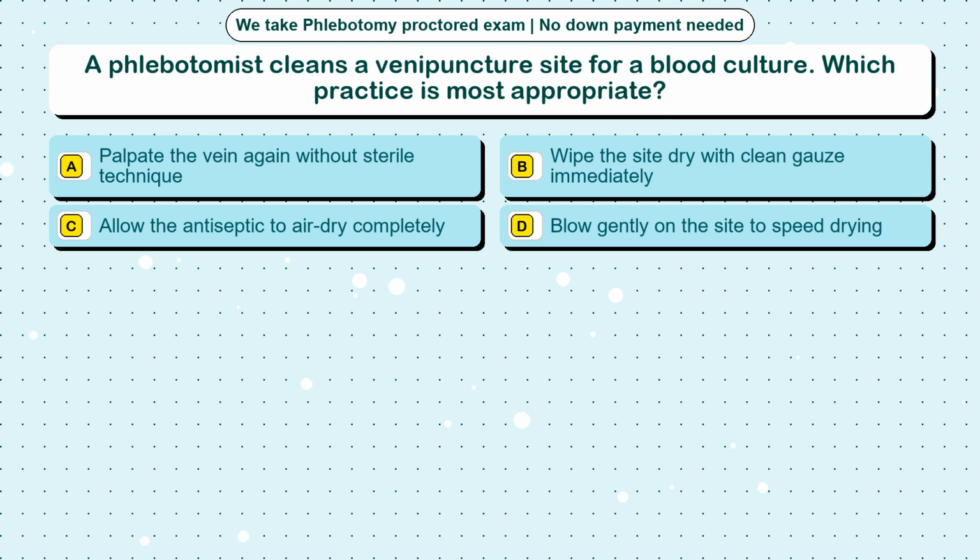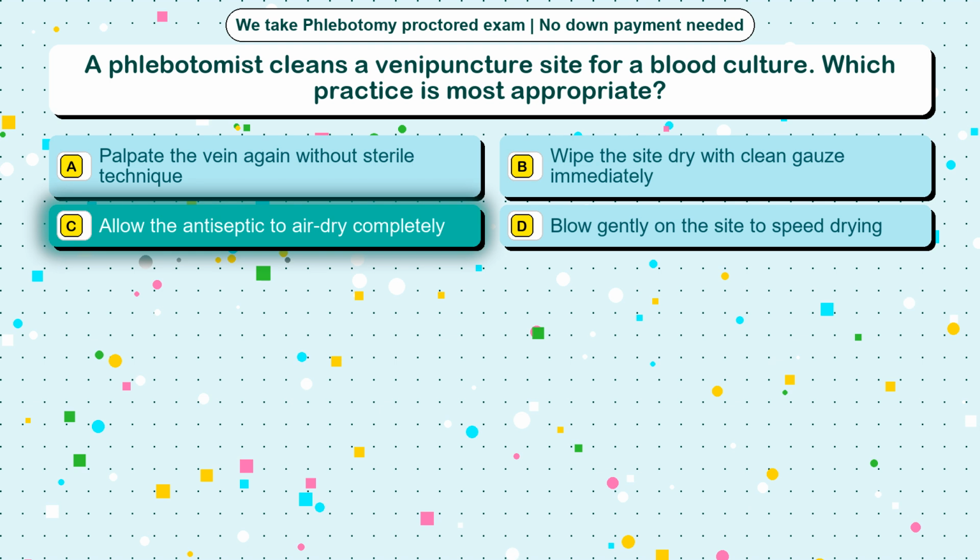Question 21. A phlebotomist cleans a venipuncture site for a blood culture. Which practice is most appropriate? Option A. Palpate the vein again without sterile technique. Option B. Wipe the site dry with clean gauze immediately. Option C. Allow the antiseptic to air dry completely. Option D. Blow gently on the site to speed drying. The correct answer is option C.